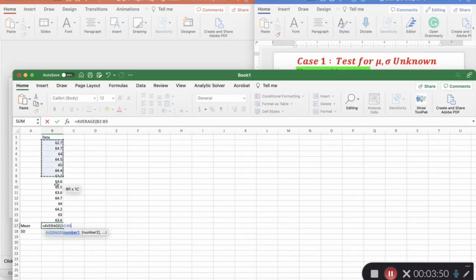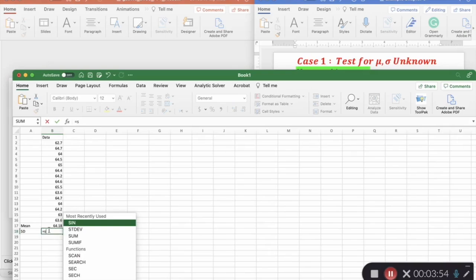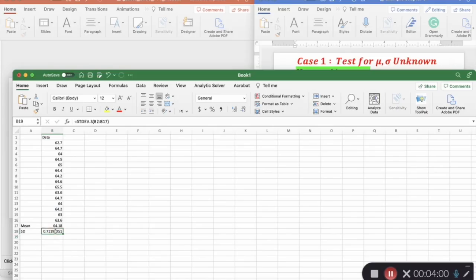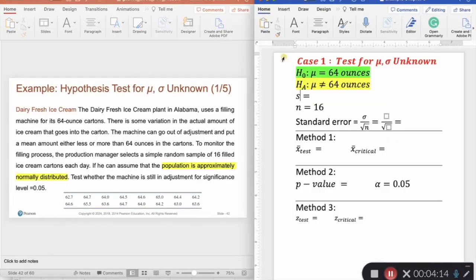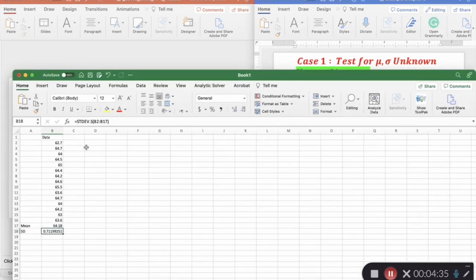Average, and standard deviation; this is the sample, remember, STDEV.S. So this is approximately 0.72, and the mean is 64.2. So the mean is 64.2 and the standard deviation is 0.72 for the sample. Now let's go to Minitab. By the way, let me copy this and go to Minitab as well to show you something.